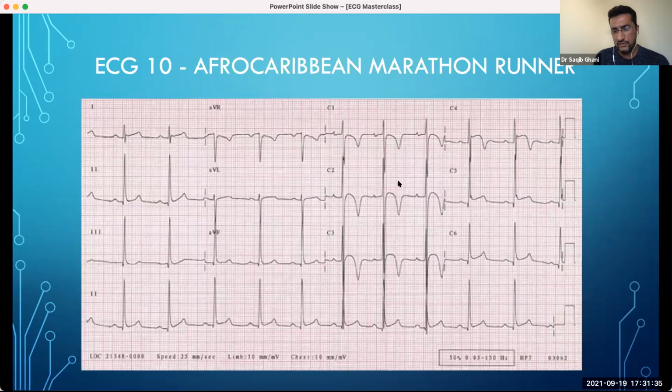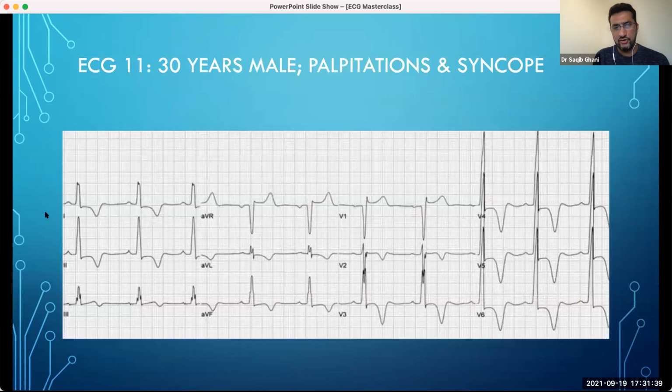That's something we've learned with experience. Anterior may be an athlete, but inferior lateral is unlikely to be normal. It's probably pathological until proven otherwise. This is an ECG of someone with hypertrophic cardiomyopathy.